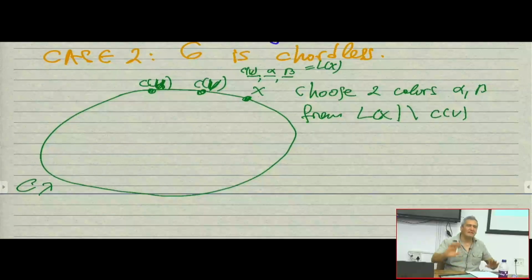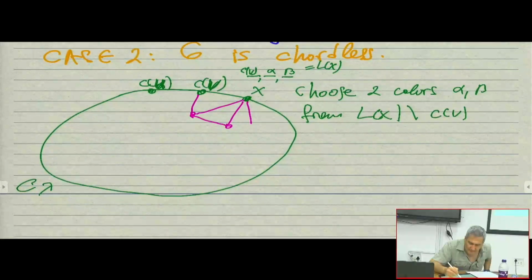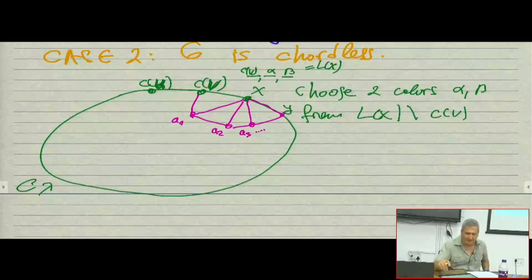Now, this is a triangulation, yes? So let's see the triangles around vertex X. Maybe I have like this. And there are some vertices, A1, A2, A3. Here is vertex Y. Okay.